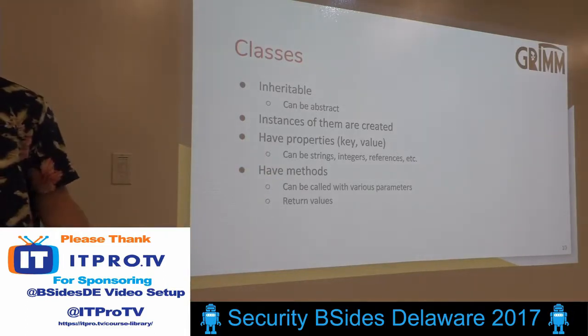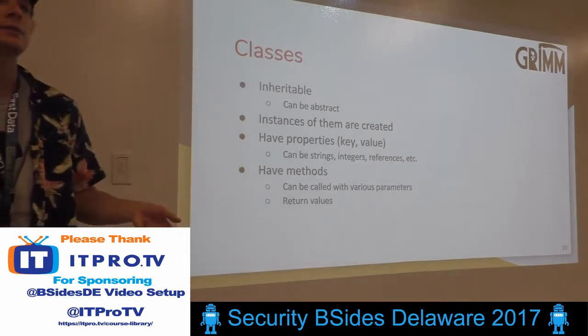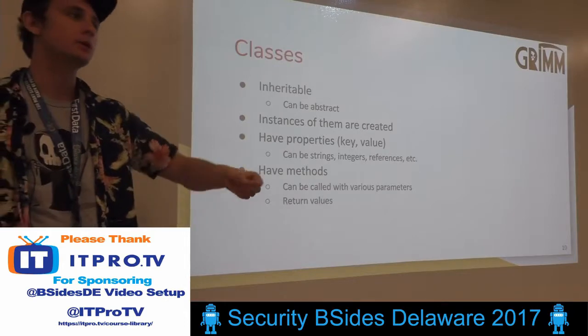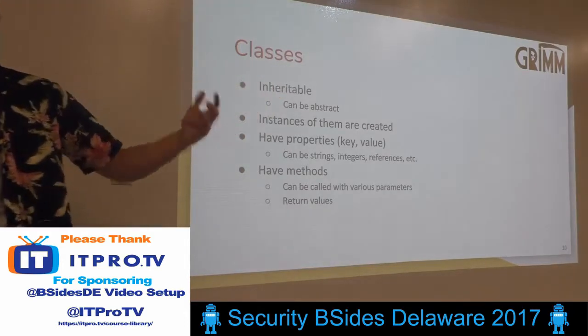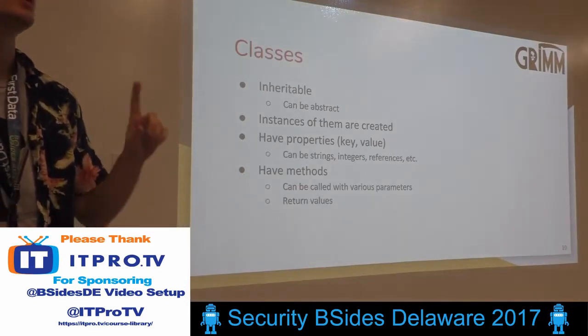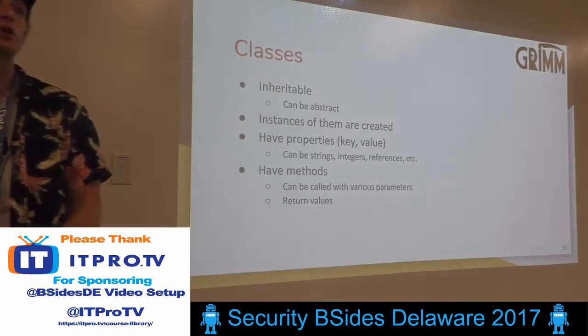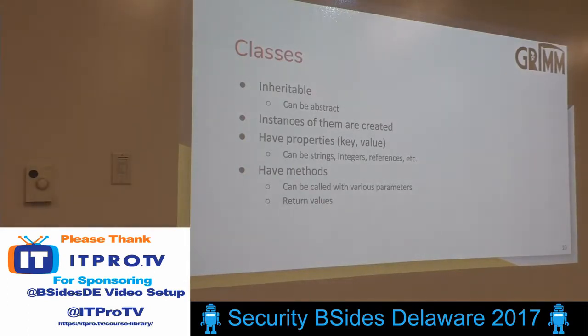So the one that I'm going to be talking about a lot is Win32 process, which is a class that represents every process on the system. So I can query this WMI interface for processes on the system. So it has process ID, process name, who it's running as. And it also has methods like create or terminate. And create is a great method for attackers. We'll get into that later. So any of these properties can be strings, integers, whatever.